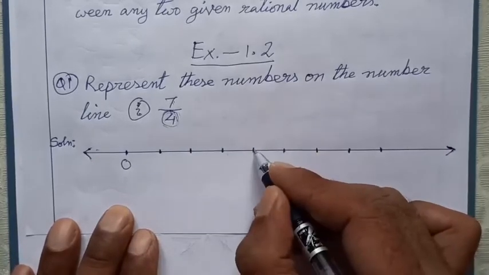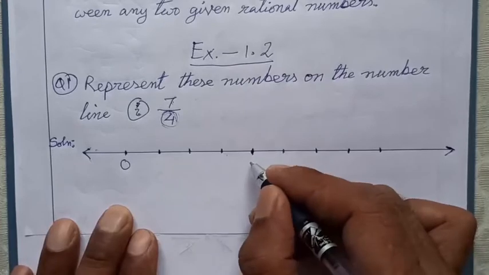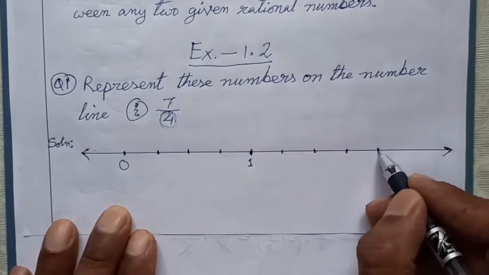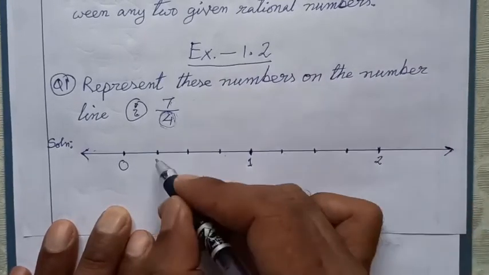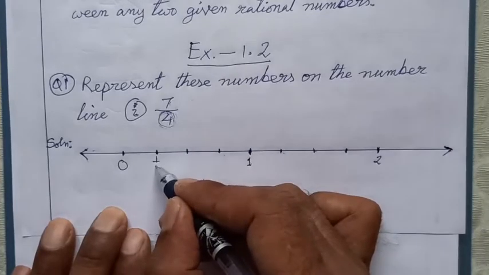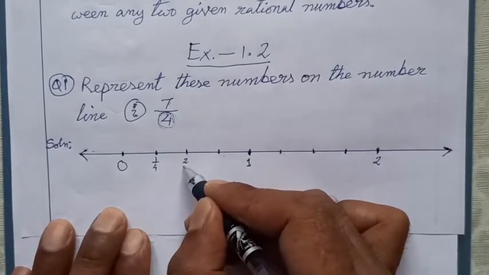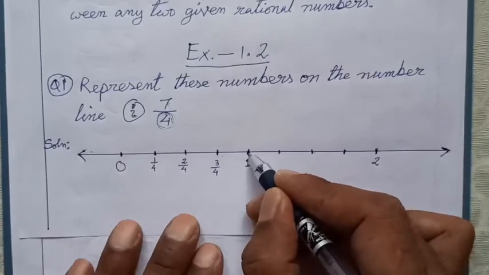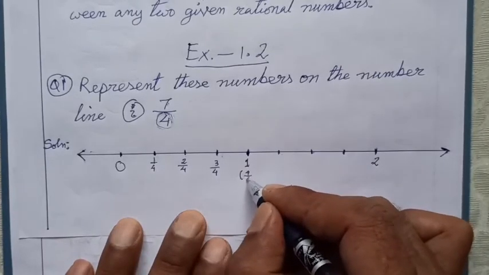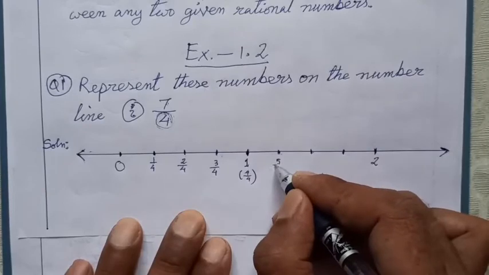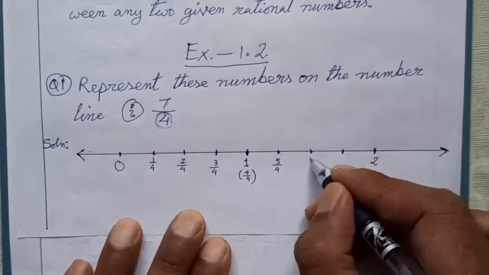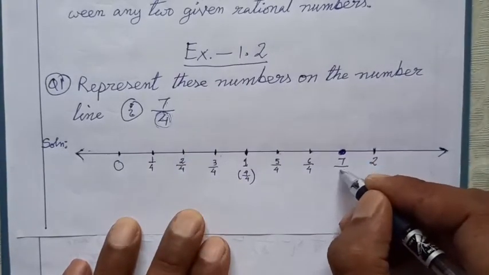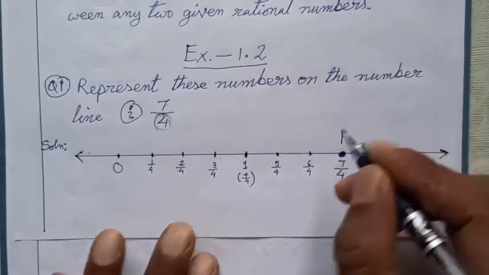1, 2, 3, 4. Now actually this point will represent number 1, and 1, 2, 3, 4. This point will represent number 2, and this first part will represent 1/4, and this second one will be 2/4, and this point will be 3/4, and this point is actually 4/4, and this is 5/4, and this is 6/4, and this point will represent this number 7/4. Let's put this as P.